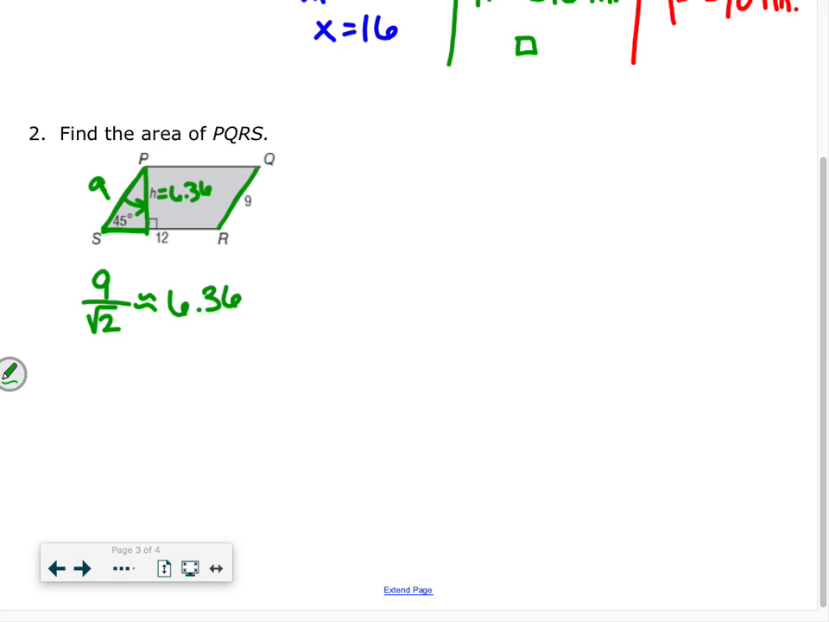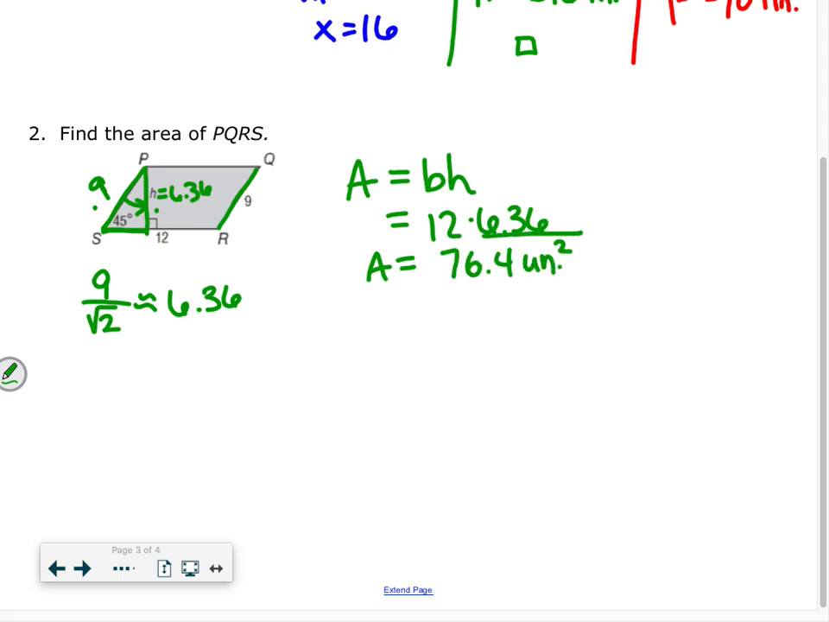If you wanted to use trig there, you could use opposite side over hypotenuse, which would be sine. You could use a sine function as well. So since we have a parallelogram, we're going to use base times height. Our base is 12, our height is 6.36, and when we multiply that out, our area is going to be 76.4 units squared.